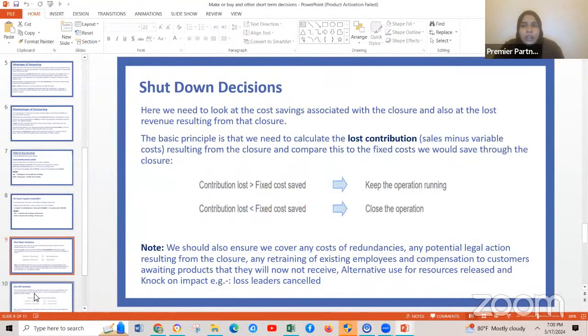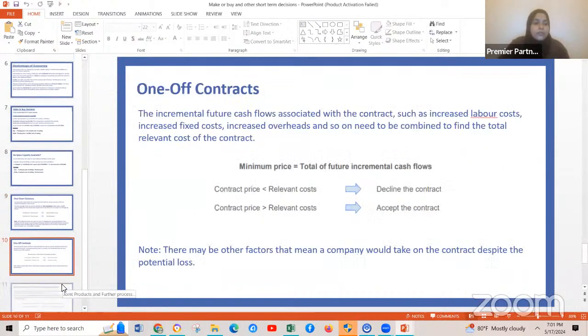Then they might talk about shutdown decisions. Do we close down or not? We generally look at the contribution lost. If by shutting down we are losing a greater contribution than the fixed cost we are saving, we should not close down. If we are losing a lesser contribution, but the fixed cost we save is big, then we should close the operations. If the contribution is negative, we shut down. If the contribution is positive, you keep it open, because at least a little bit of contribution is coming towards the fixed cost. If you close that division, you're going to make more losses.